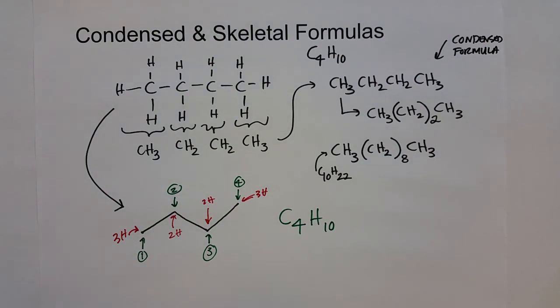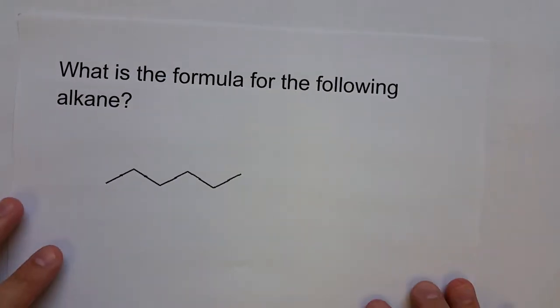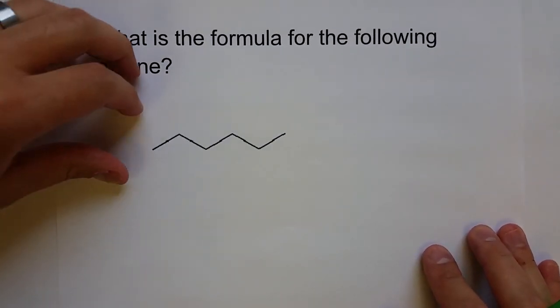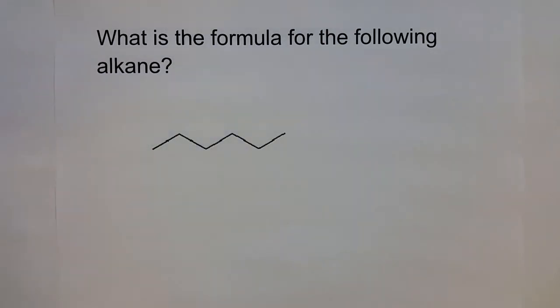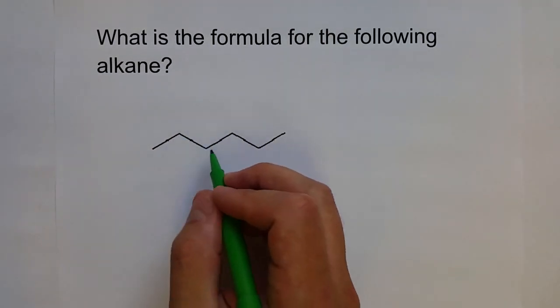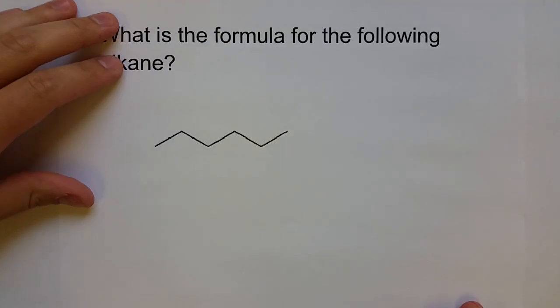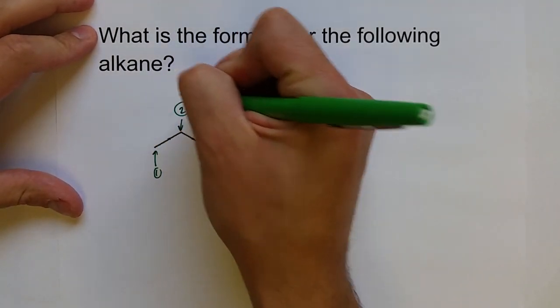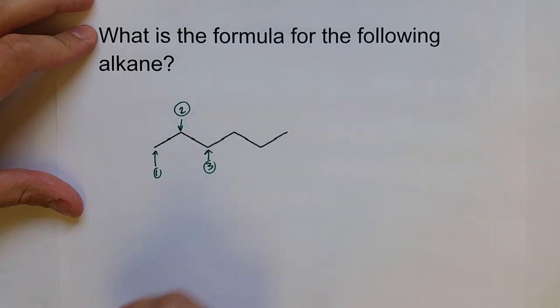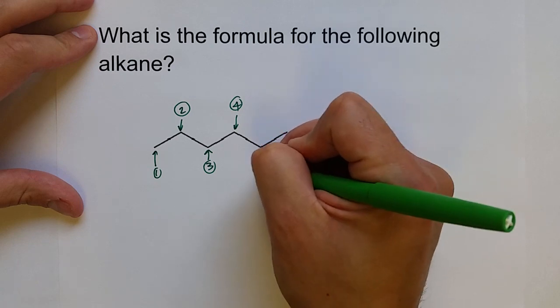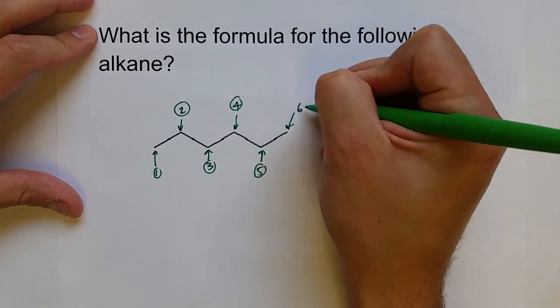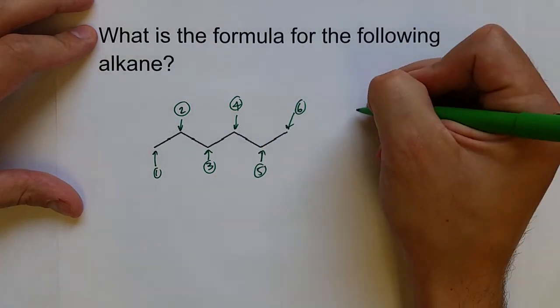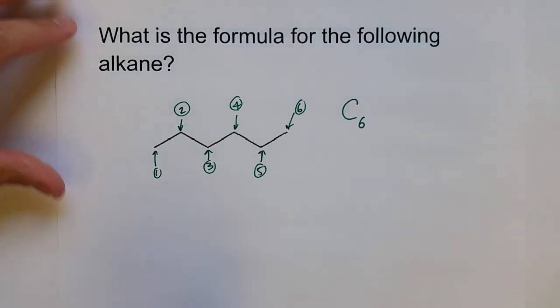All right, so let's do it for another compound. Let's go backwards. Let's try to figure out the formula for this alkane. All right, so here we've got a skeletal formula. Every single inflection point and start or end of a line is a carbon. And so I know I have 1, 2, 3, 4, 5, 6 carbons.